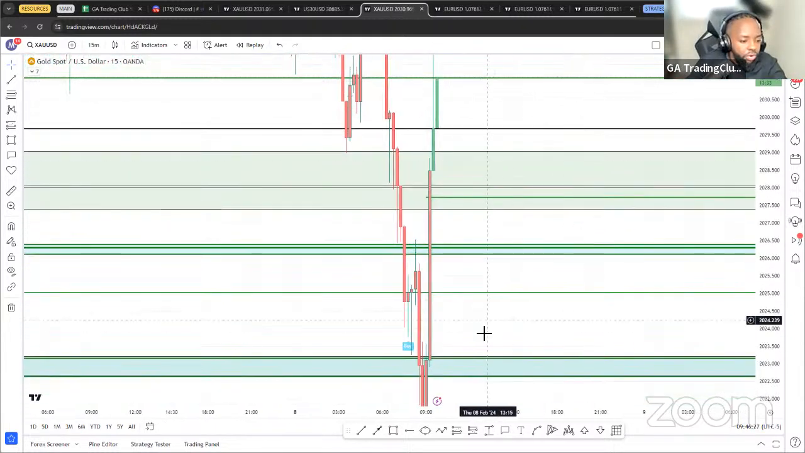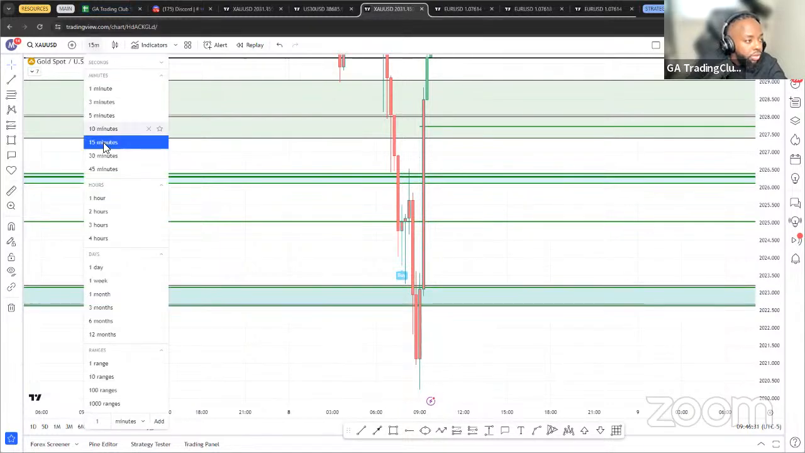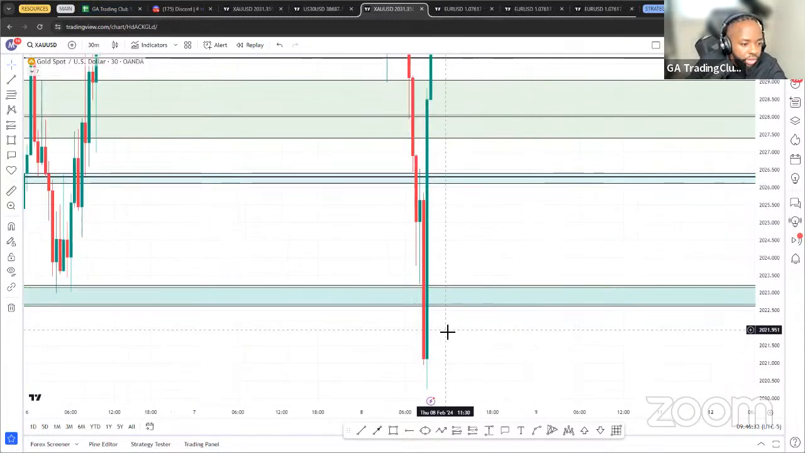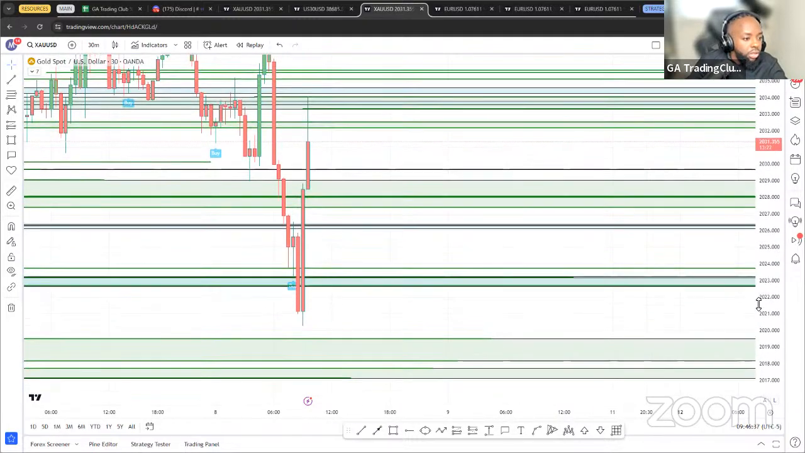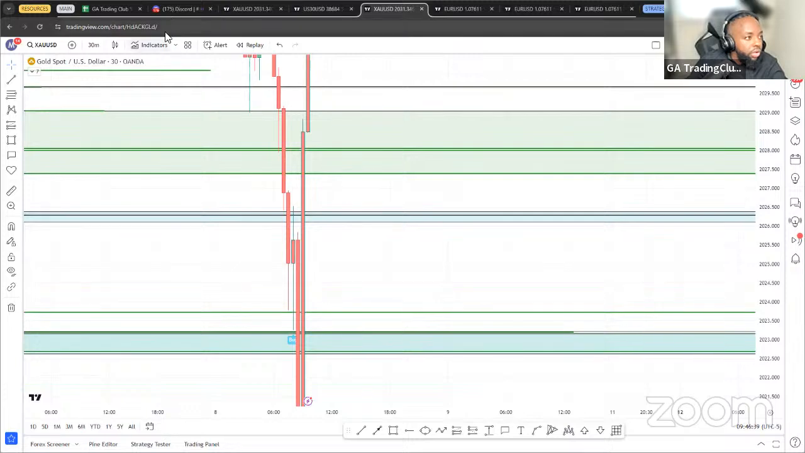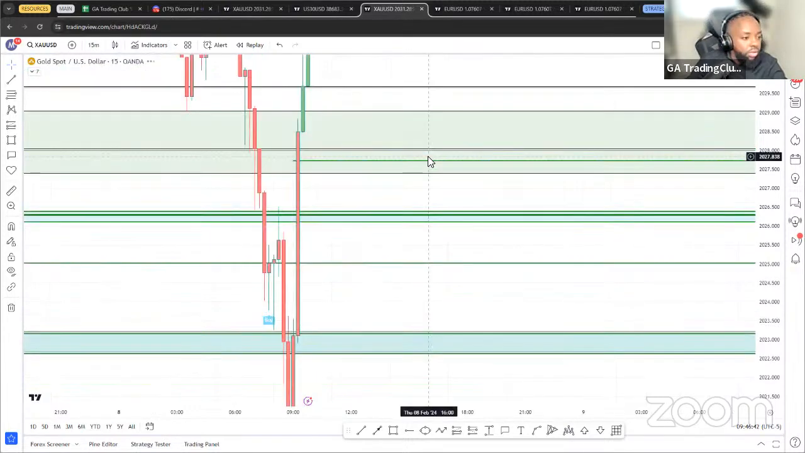And then for gold, this is a 15-minute and 30-minute zone. So there's really nothing here. So on the 30-minute, there's nothing that's going on. So possibly the 15-minute zone time frame.